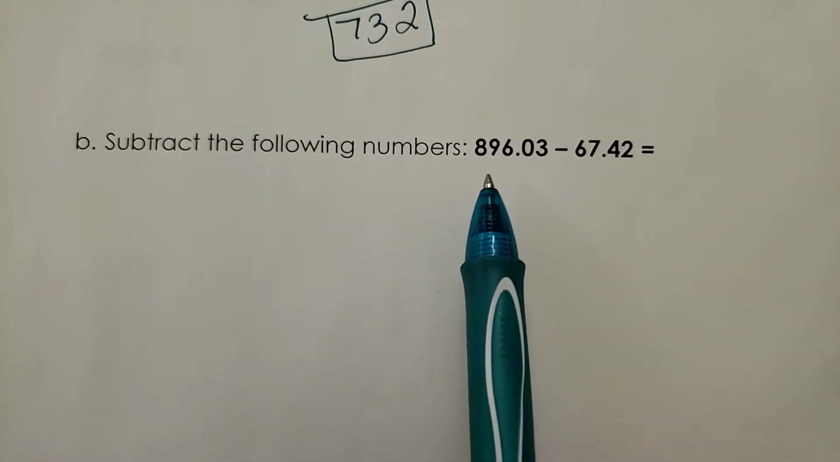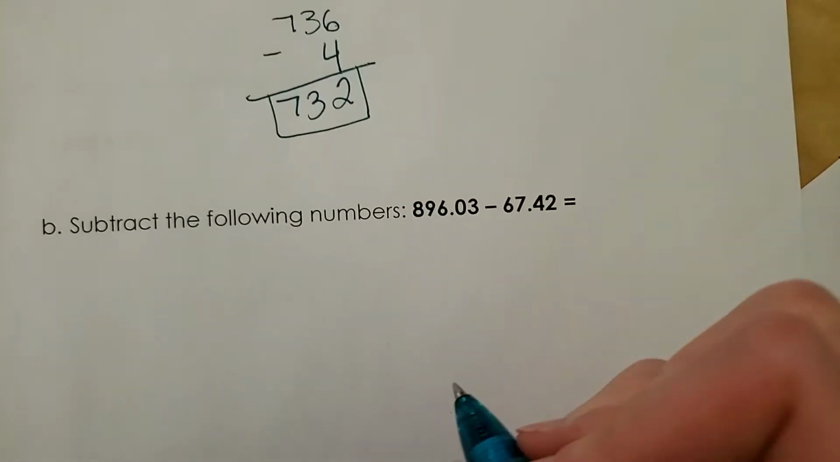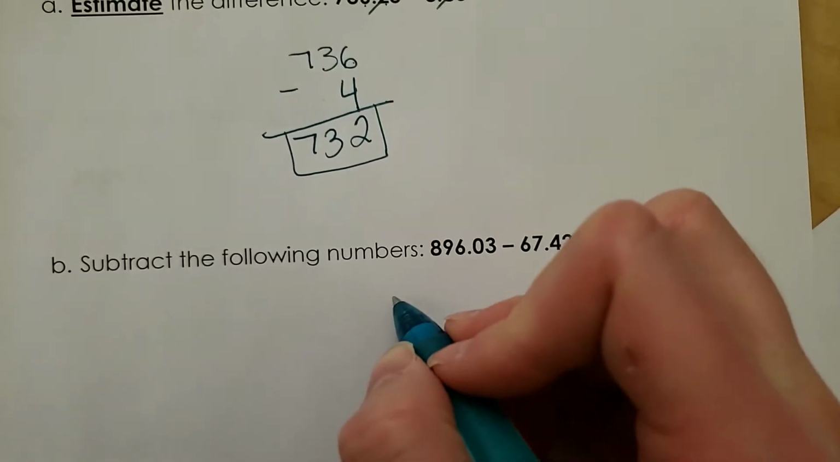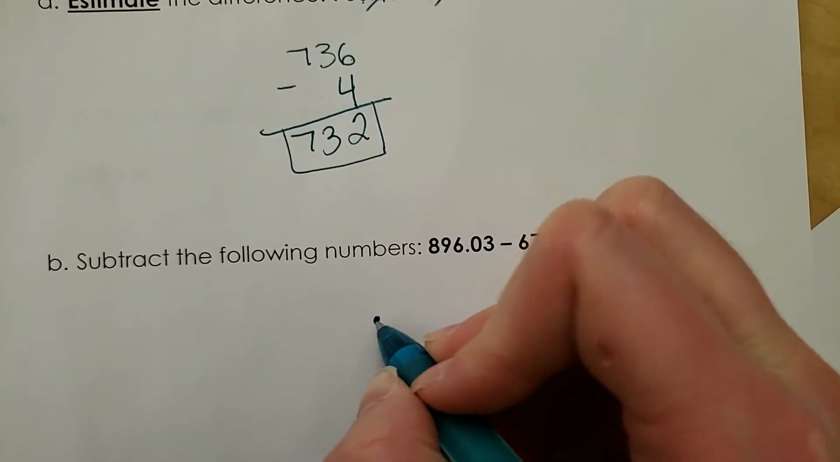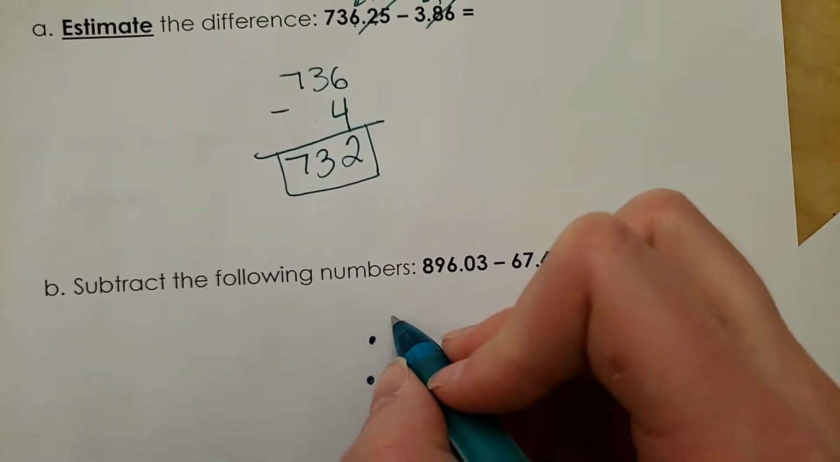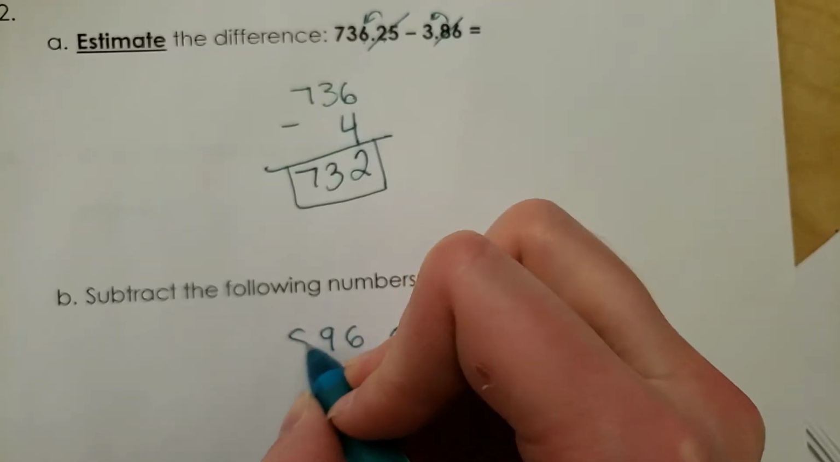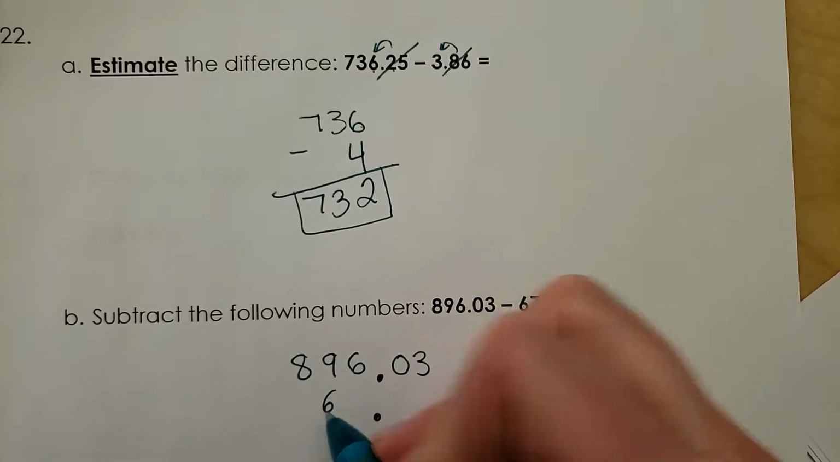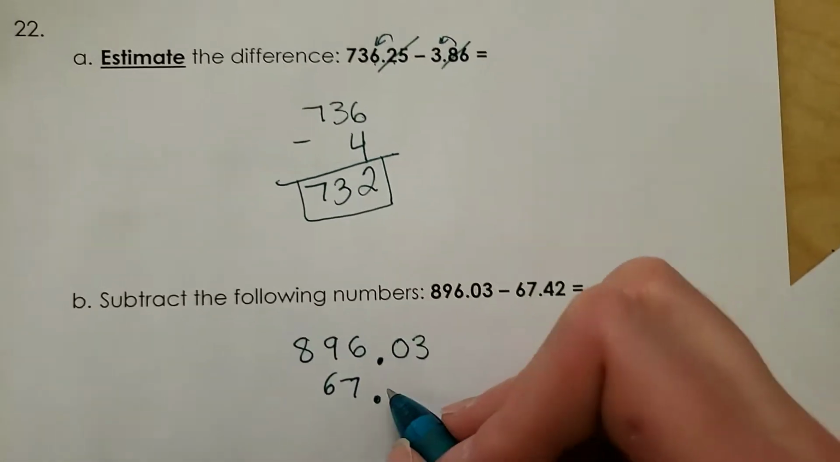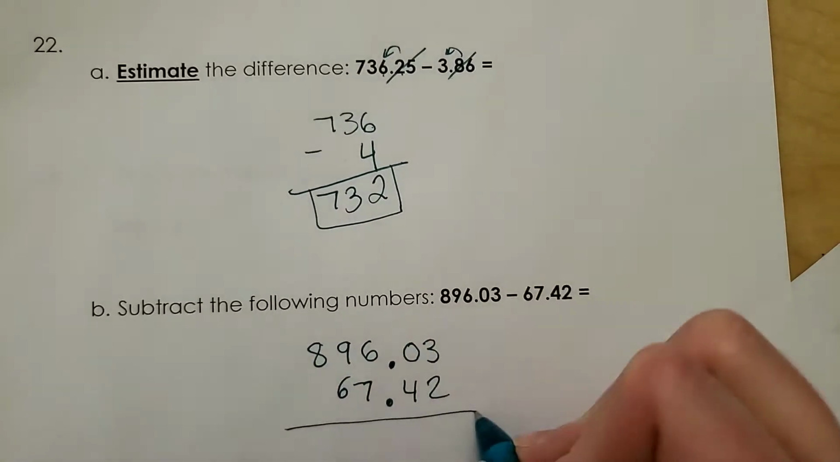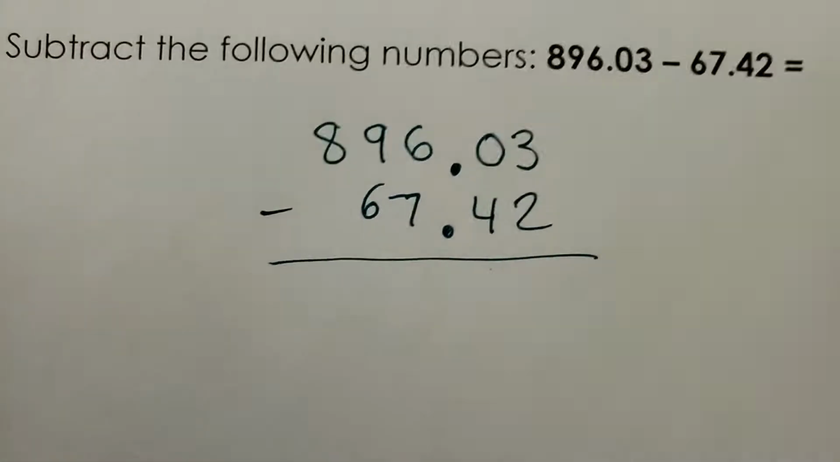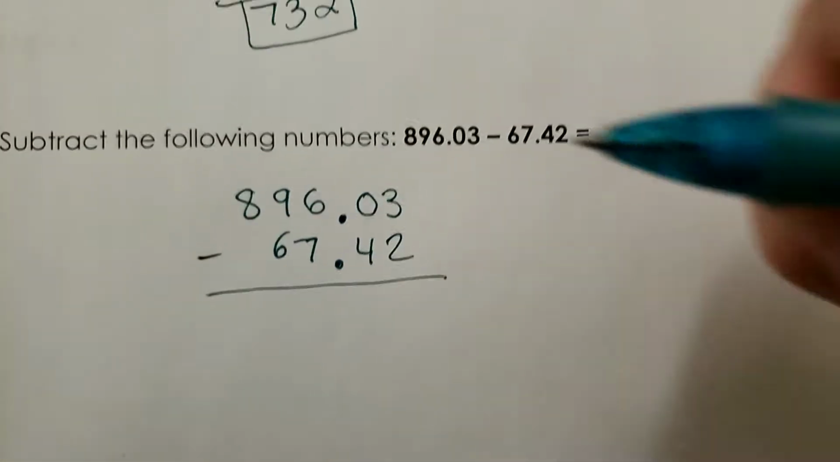Subtract the following numbers. So we've got these. Now we're putting our buttons and then putting everything else in place. Make sure yours lined up like this too. Okay, and then if you got this wrong, it's probably because you didn't borrow properly.